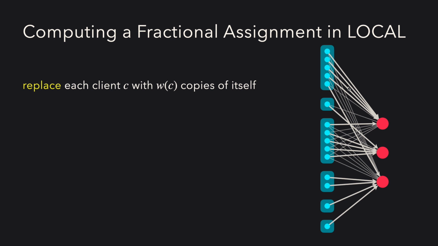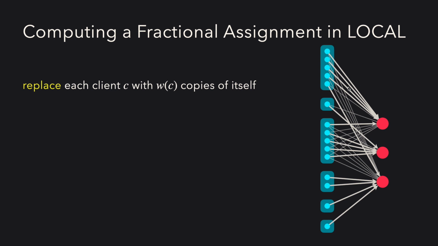To see this, just consider a client that has weight very large, like n. A server that wants to communicate with all n copies of this client in a single round can't do so in CONGEST because it only has one real link in the network to send messages over. So that's how we compute fractional assignments in the LOCAL model. Now I want to describe how to round them.